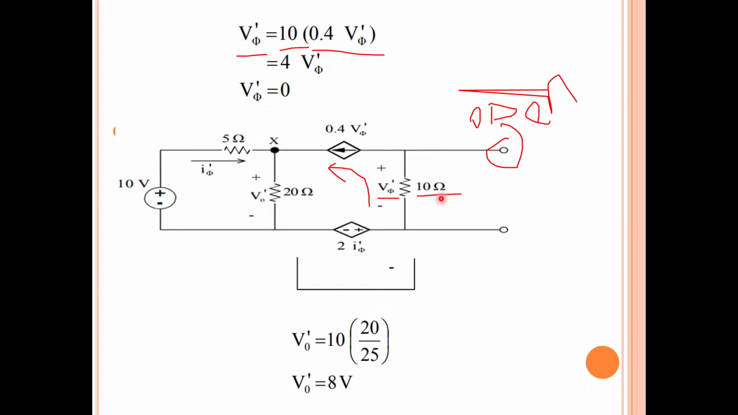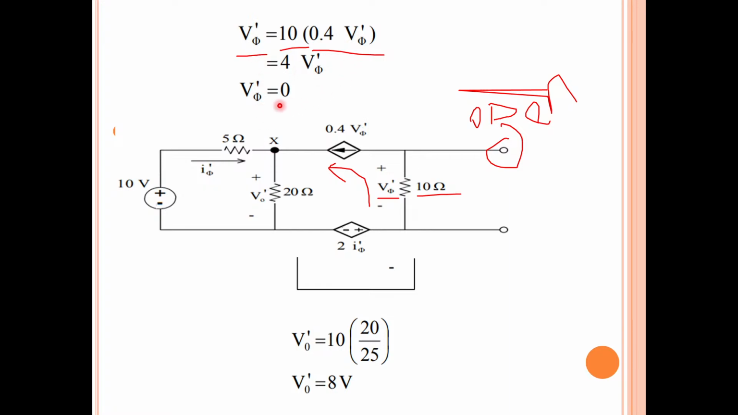So how do we calculate V5 dash? V5 dash is equal to 10 into the I value. What is the current in 10 ohms? This current source and this 10 ohms resistor are in series because this terminal is open, so whatever current is in the dependent source, the same current will flow through this resistor. The dependent source current value is 0.4 V5 dash. So V5 dash is equal to 10 into 0.4 V5 dash. 10 into 0.4 means 4. So V5 dash is equal to 4 V5 dash.